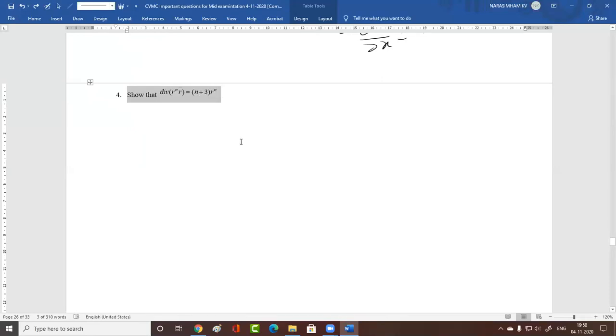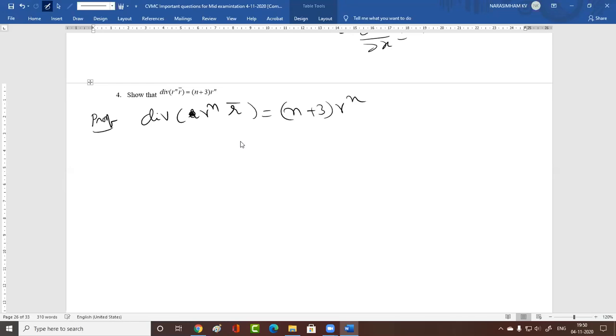Okay, listen carefully. Solution or proof, whatever it may be, both are the same. Divergence of r power n into r bar equals (n plus 3) into r power n. So this is our question, and now I will prove this result.